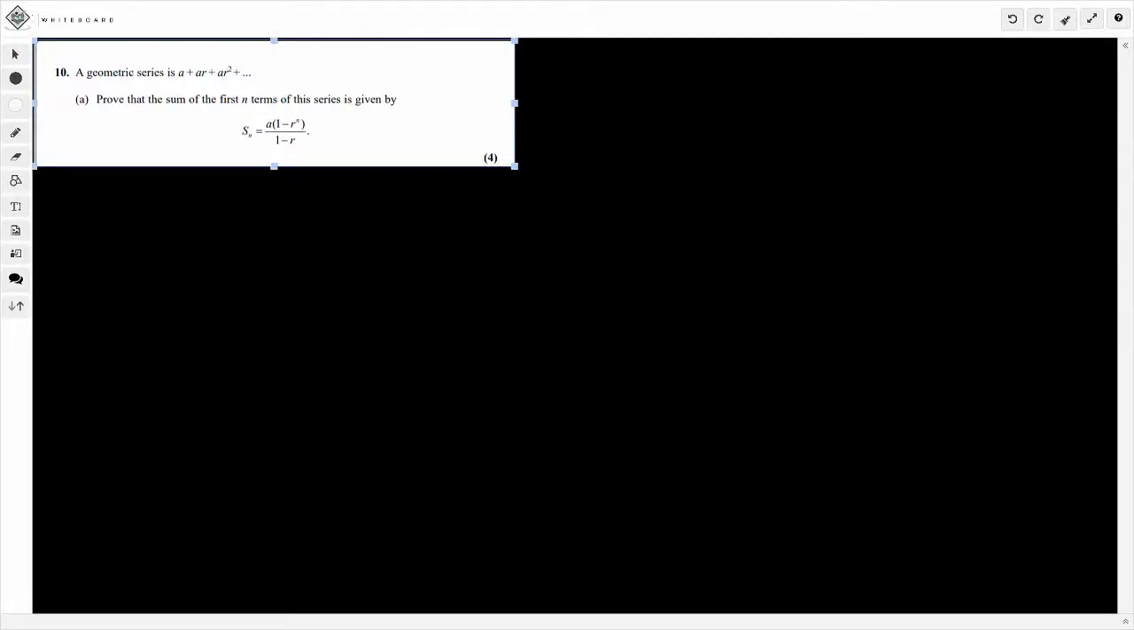Hey guys, and welcome back to another tricky A-Level Maths exam question. Today we're going to look at a geometric series proof. It's the proof of the sum of the first n terms. This is always a 4 marker if it comes up.